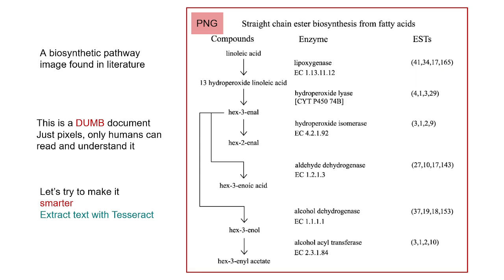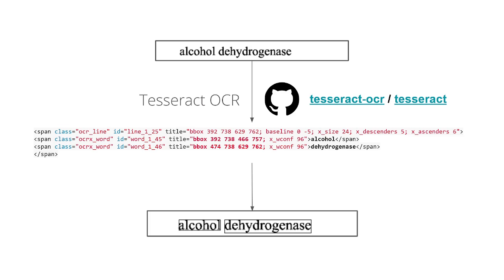What you see here is an image in PNG format, which means these are just black and white pixels. You can't even copy the text. Now comes Tesseract. For those unfamiliar with Tesseract, it is an open source OCR engine. OCR stands for Optical Character Recognition. On running Tesseract on the image, we get an HTML output, which provides us the recognized words and their location in the image with bounding boxes.